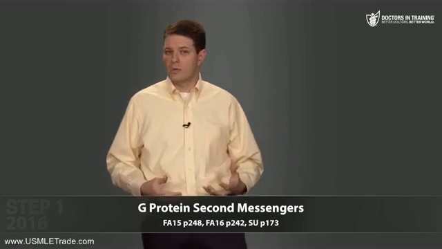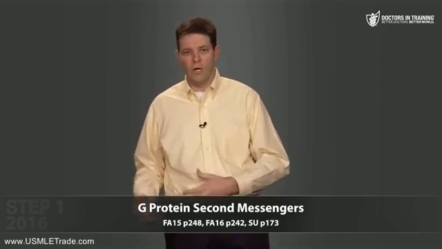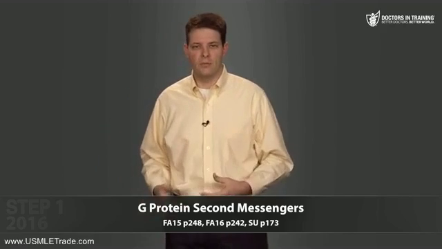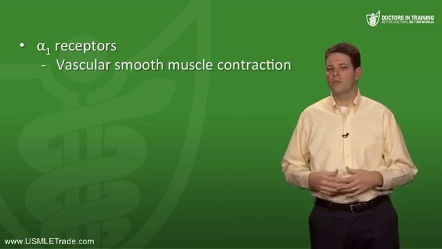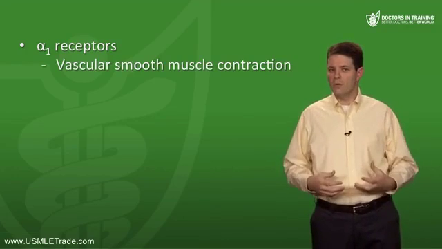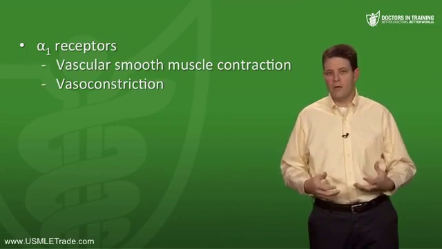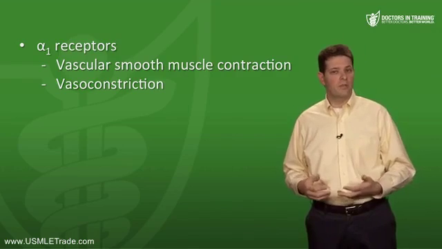Then for the adrenergic receptors, you're already familiar with the subtypes of adrenergic receptors like alpha-1, alpha-2, beta-1, and beta-2. So let's start with the alpha receptors. Stimulation of alpha-1 receptors causes vascular smooth muscle contraction. So alpha-1 receptors cause vasoconstriction. That's why epinephrine and norepinephrine will raise the blood pressure because they're stimulating those alpha-1 adrenergic receptors.